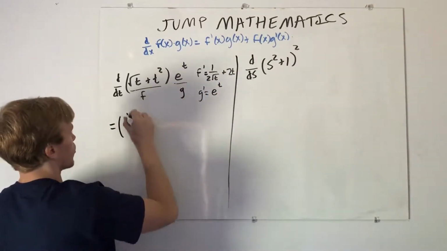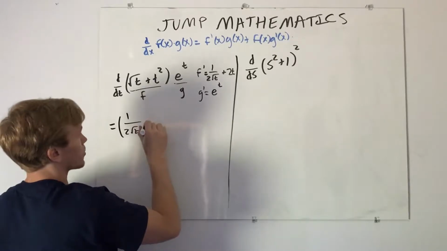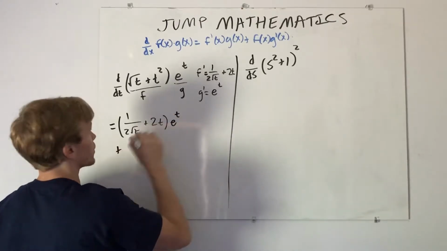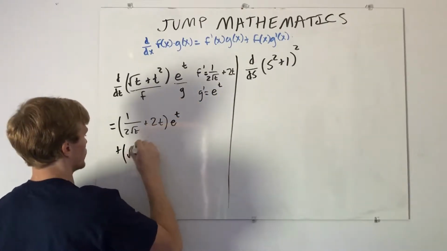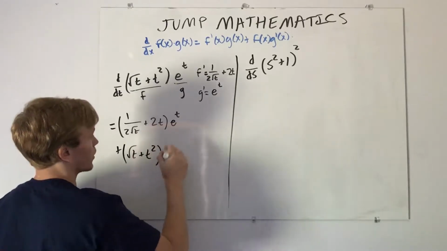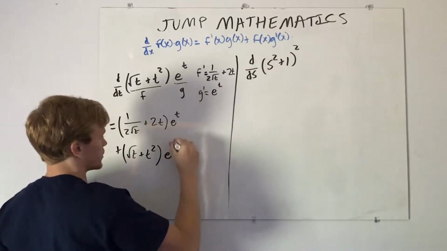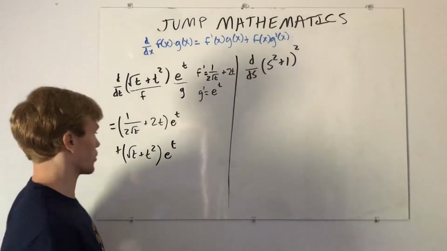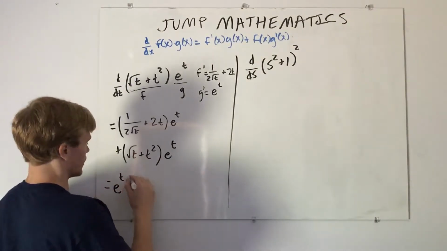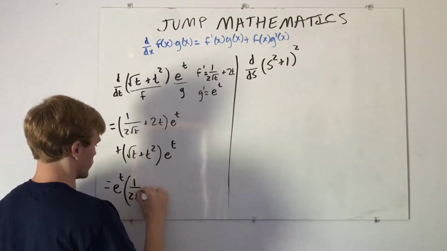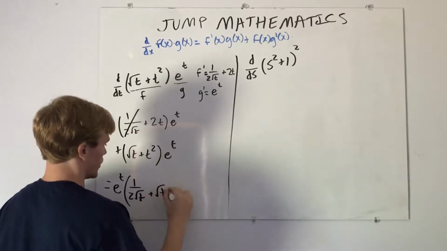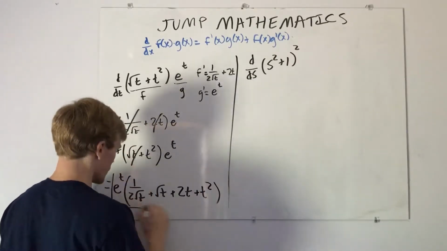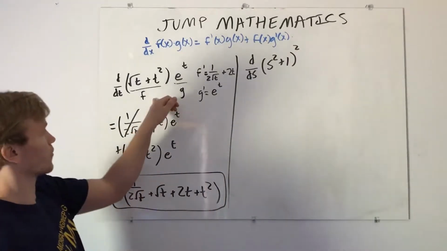F prime is 1 over 2 root t plus 2t, times g, e to the t, plus f, which is root t plus t squared, again times g prime, which is e to the t. And just because both of these factors have an e to the t, you don't have to, but I'm going to pull them out anyways. E to the t times 1 over 2 root t plus root t plus 2t plus t squared. This is the derivative of this function.